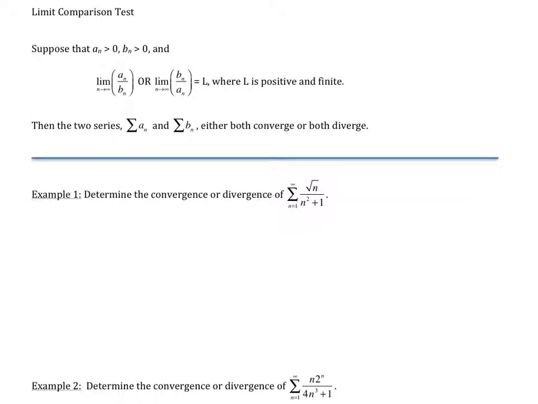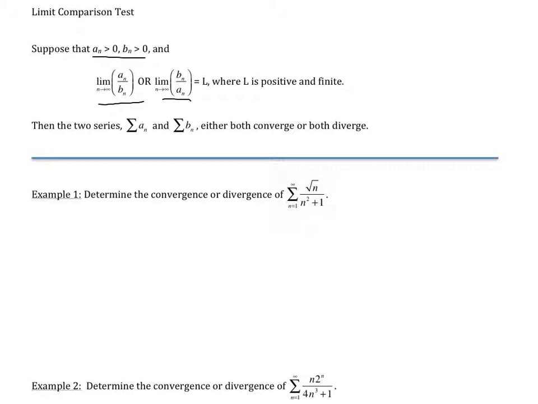The limit comparison test is similar to the direct comparison test, only instead of comparing two series directly with each other, we're going to look at the limit of their quotient. So suppose that we have two series, a sub n and b sub n, and that they're both positive. And then suppose that the limit of a sub n over b sub n, or the limit of b sub n over a sub n, equals L, where L is a positive and finite number. If this happens, then the two series will both either converge or both diverge.